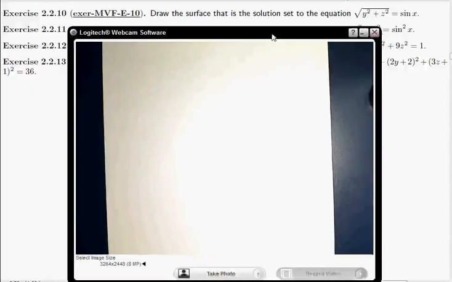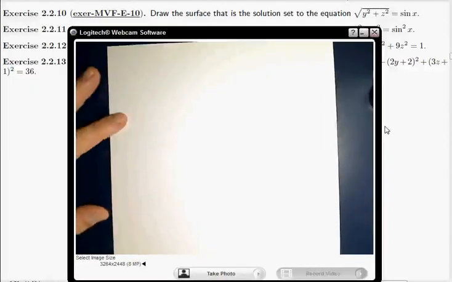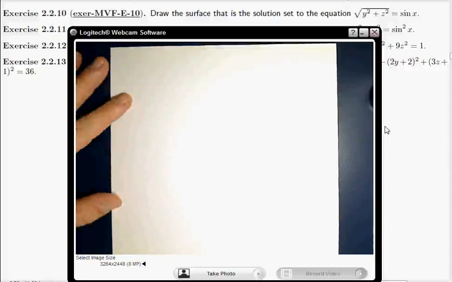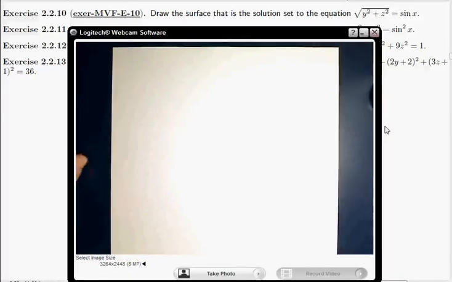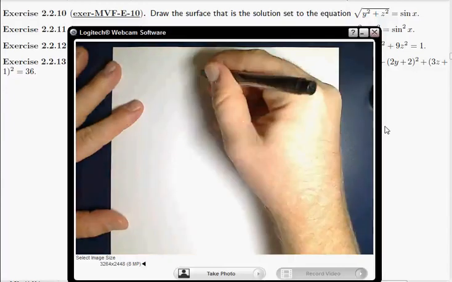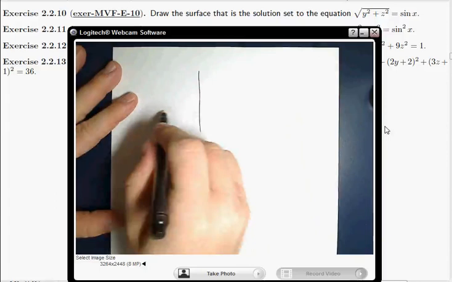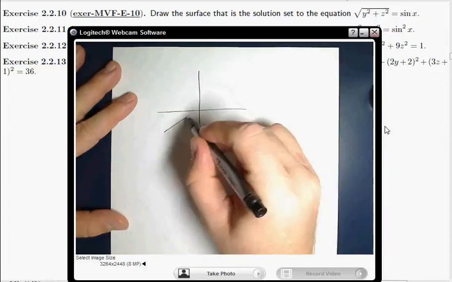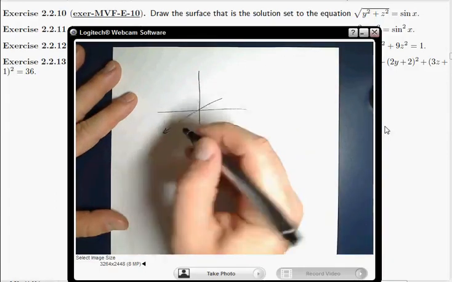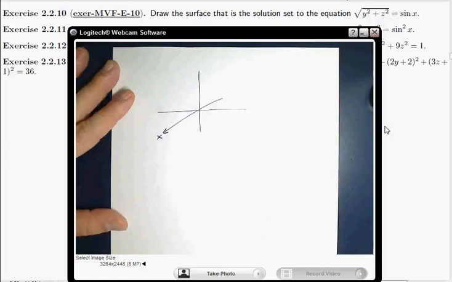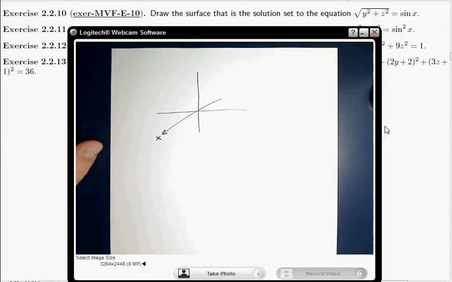Okay, so let's do MVF E10. So we want to draw the surface that's the solution set to this equation. Well, it leaps off the page at you that this is rotationally symmetric around the x-axis, right? So if it's rotationally symmetric around the x-axis, all I've got to do is pick some half plane hinged off of the x-axis and just draw what it looks like in that half plane.